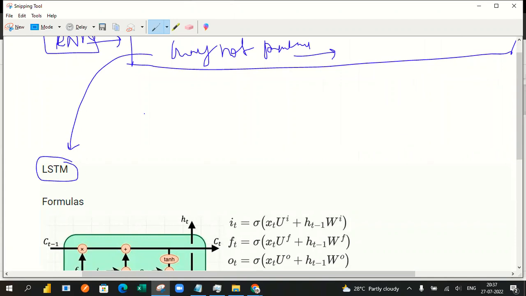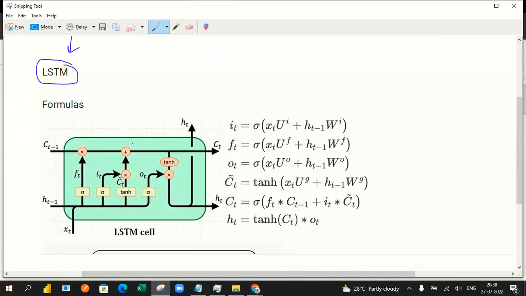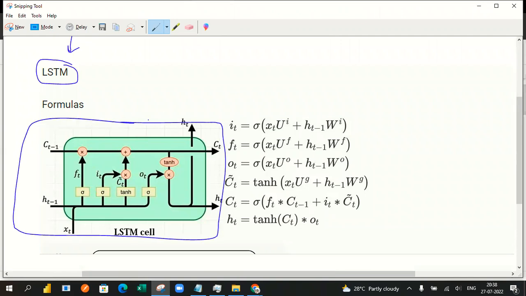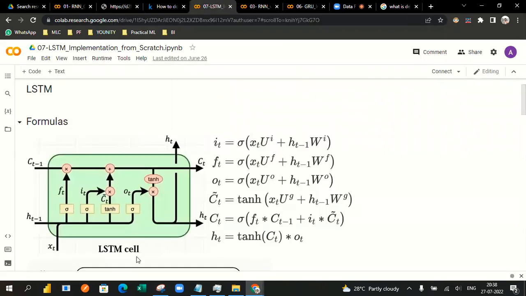It will preserve long sequences with three different gates. You can see in this cell, this is the LSTM cell. This completely is the LSTM cell. We have so many cells, as we just discussed: one cell, second cell, third cell. We can represent each cell like this.